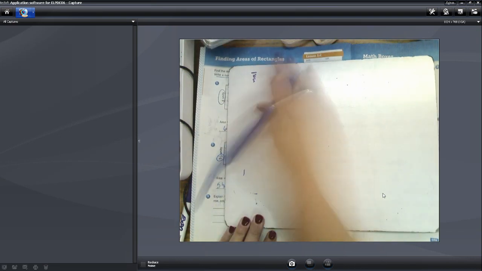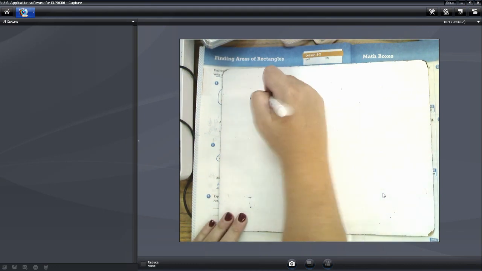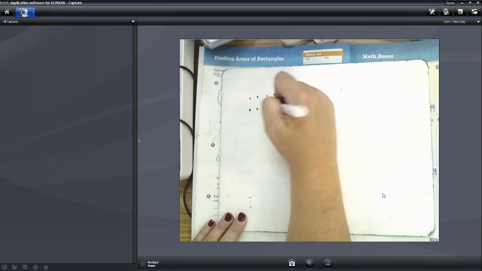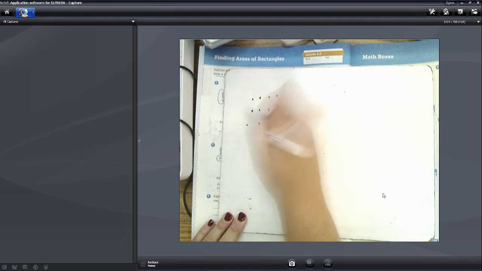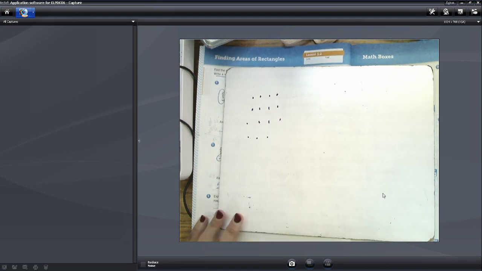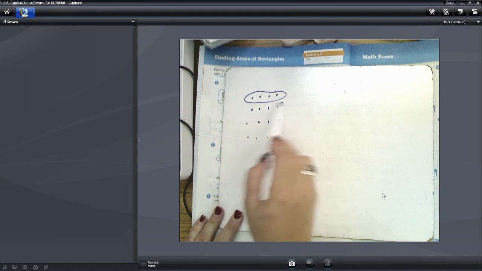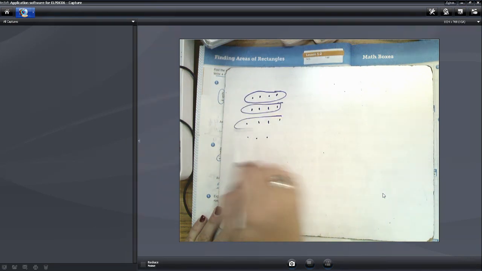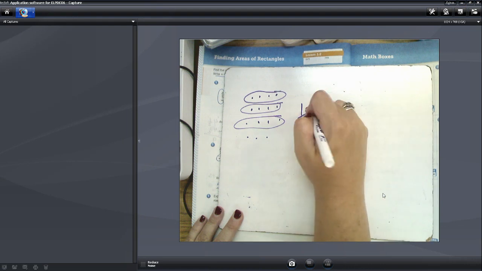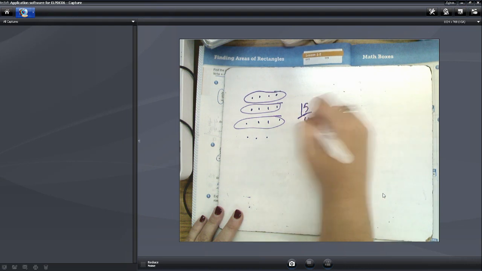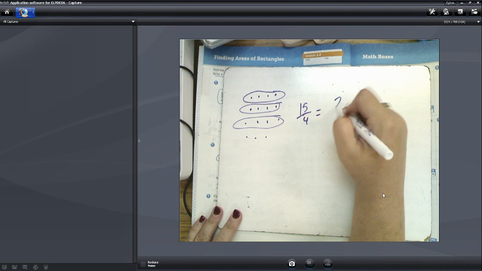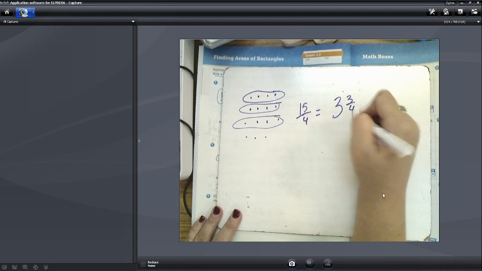15/4. So if I have 15/4, I'm going to erase this. 1, 2, 3, 4, 5, 6, 7, 8, 9, 10, 11, 12, 13, 14, 15. Here's 15/4. 4 of them make a whole. So there's 1, 2, 3. So 15/4 is the same as 3 3/4.